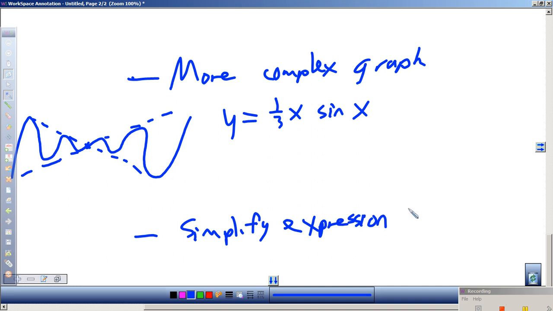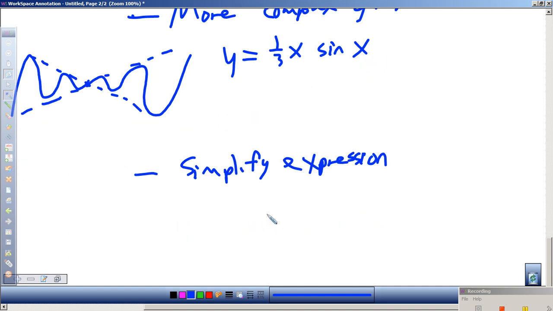Then, maybe simplify an expression. What do I mean by that? Maybe the cotangent of the inverse cosine of 1 over x. That's the last thing I have on my list here. You follow how you can do that?